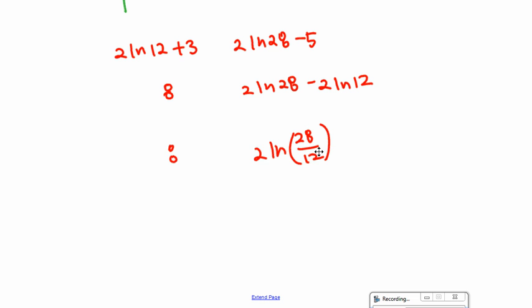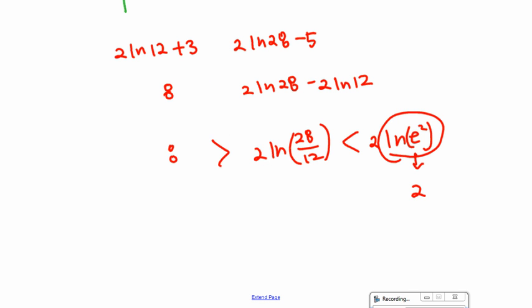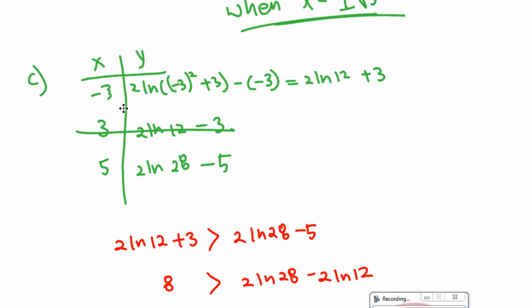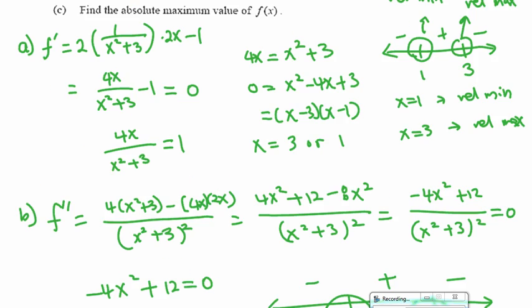Now this is about the value of e, which is less than 2 times ln of e squared, which we realize is equal to 2. So this one is in fact less than 4 compared to 8. That means this one is bigger, therefore this one is bigger, therefore this one is bigger. So our biggest point here would have been when x equals negative 3.